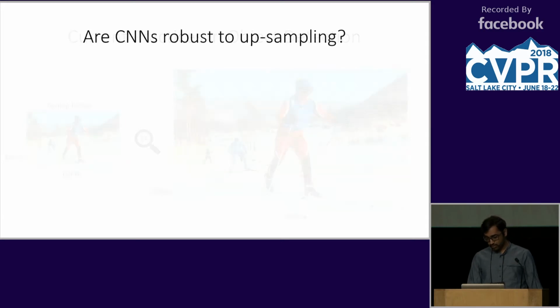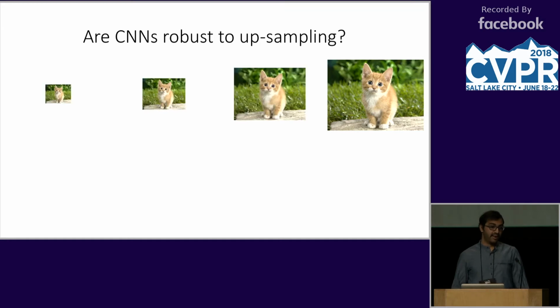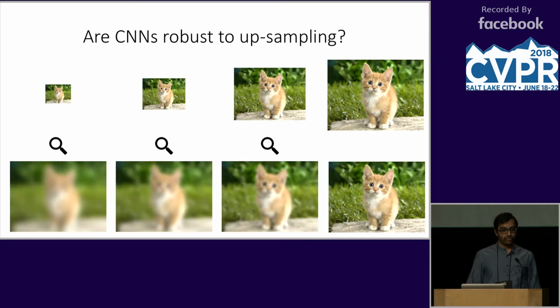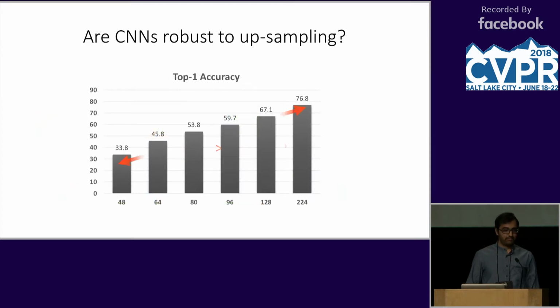Because this practice of upsampling during inference is so common, we would like to design some experiments so that we understand whether CNNs are actually robust to these upsampling artifacts. So this is what we do. We take high resolution images in ImageNet, and then we create their downsampled versions. And then we upsample these images to a resolution of 224 by 224 so that we can classify them using standard convnets like ResNet 101. Because these networks are trained at a resolution of 224, we call this network CNN-B. Okay, so let us see how CNN-B performs.